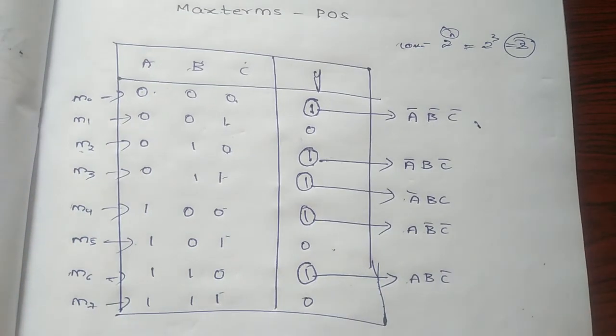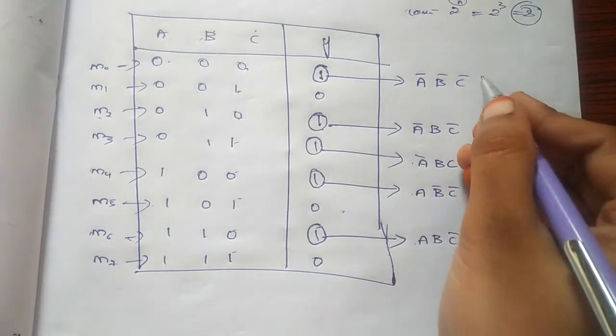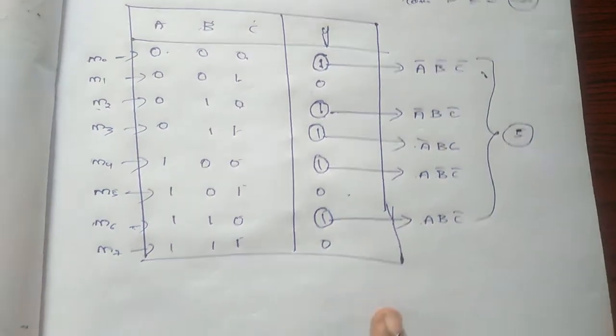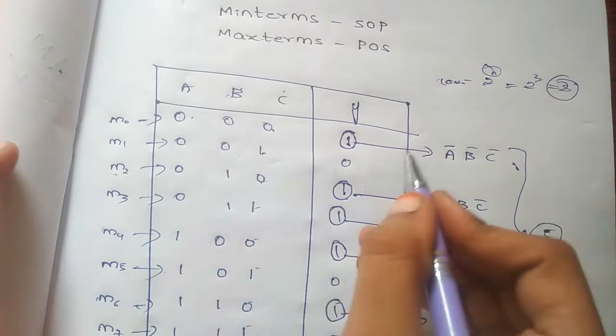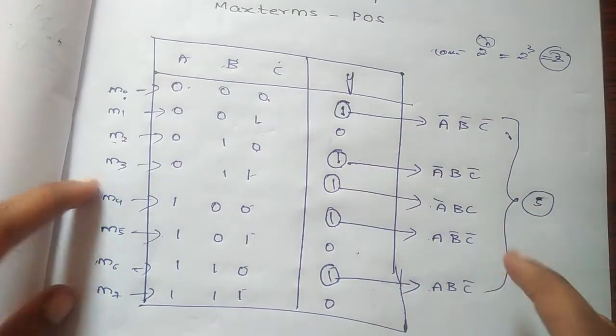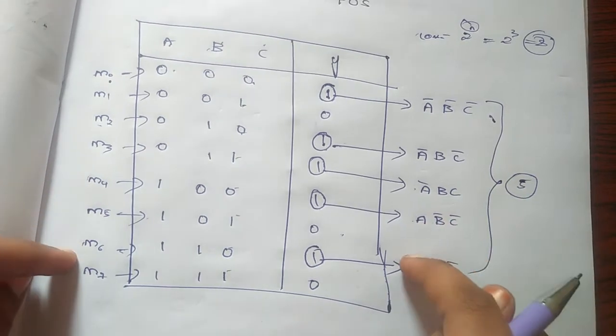Then total, how many terms are we having? 5 terms. What are those? Those are the 0th, 2nd, 3rd, 4th and then 6th.